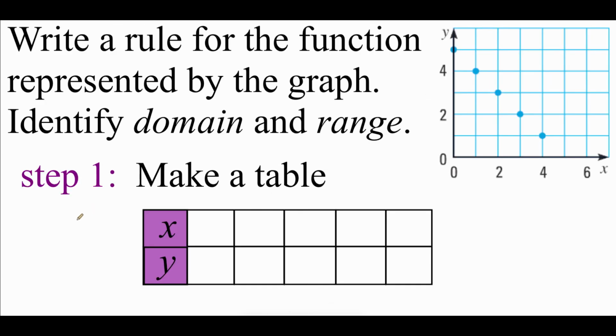Now we're going to do one more example here where we write a rule based on the graph and then identify the domain and the range. So we're going to start by making that table of values again. So we're going to look at all of our ordered pairs. So my first point, we've got an x value of 0 and a y value of 5. So that's 0, 5. Then we've got an x value of 1 and a y value of 4. Then we've got an x value of 2 and a y value of 3. Then we've got an x value of 3 and a y value of 2. And then lastly, we've got an x value of 4 and a y value of 1.